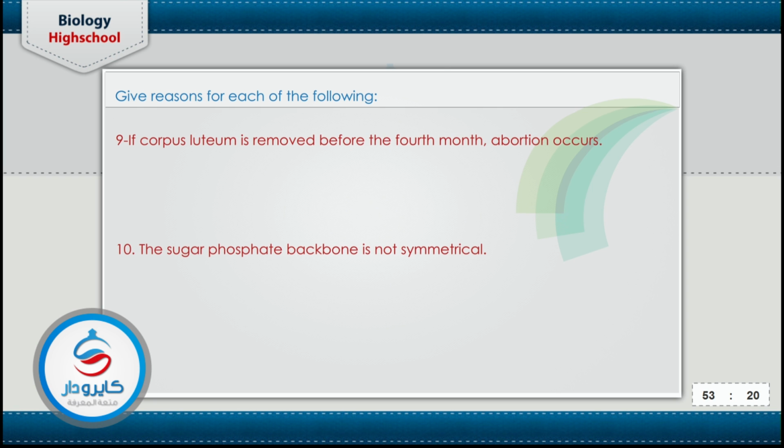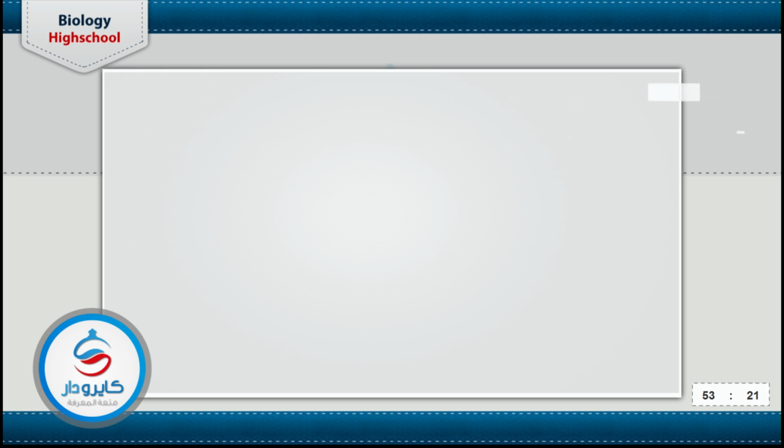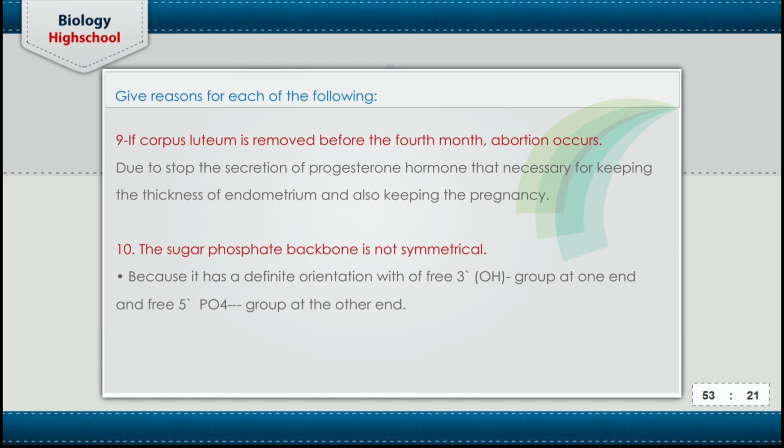The next question: the sugar phosphate backbone is not symmetrical because it has a defined orientation, with a free 3' end with the OH and the 5' end with the phosphate group at the other end. One of the two strands has the 3' end but the other one has the 5' end, because the 3' end is connected with the hydroxyl group, but the 5' end is connected with the phosphate group.